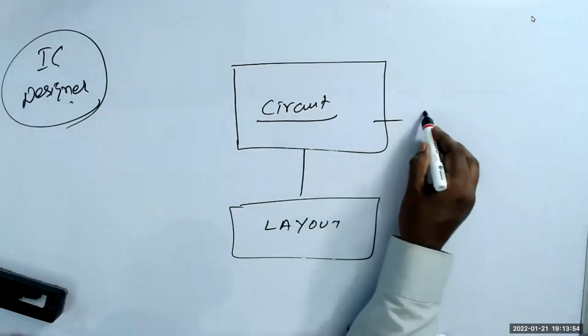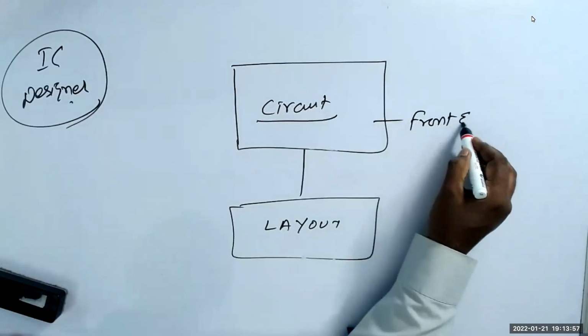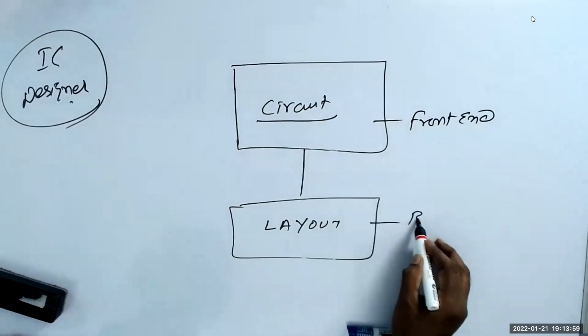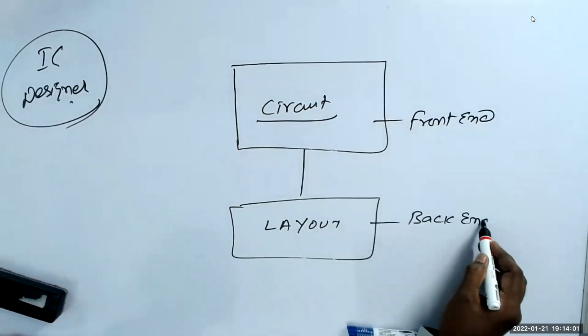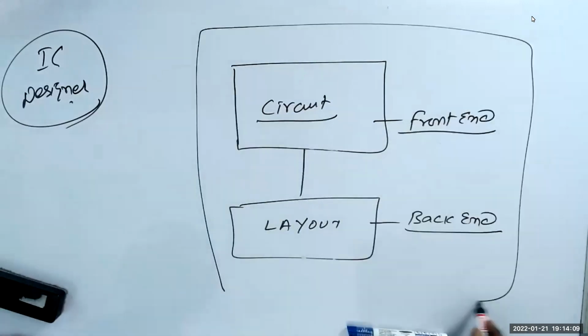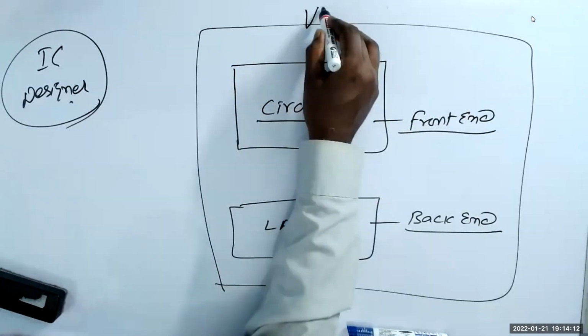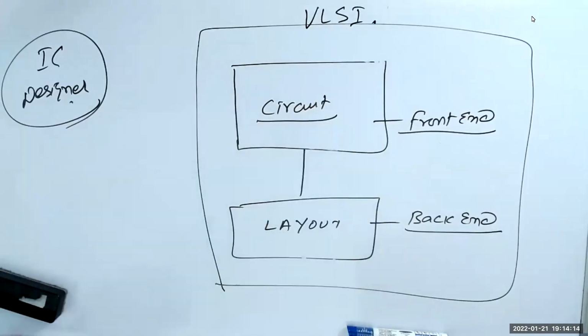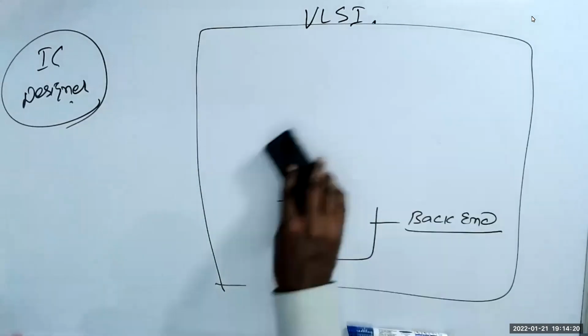This is called front end. This is called back end. Please understand there are two people in IC design. This field is called VLSI. So the IC design field is called VLSI. There are two types of IC design.